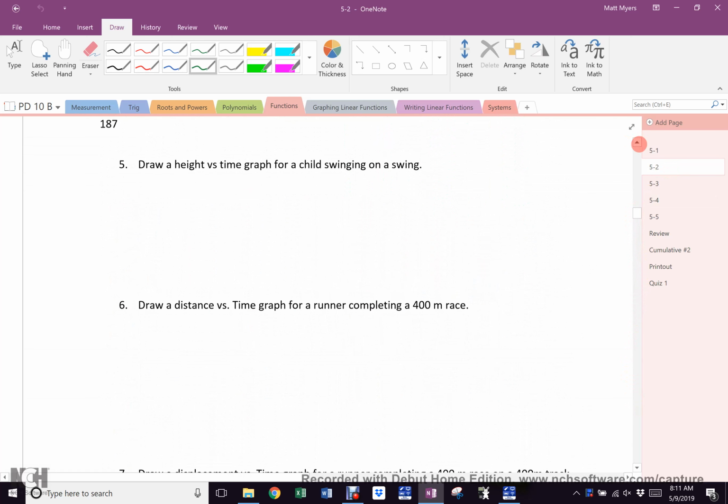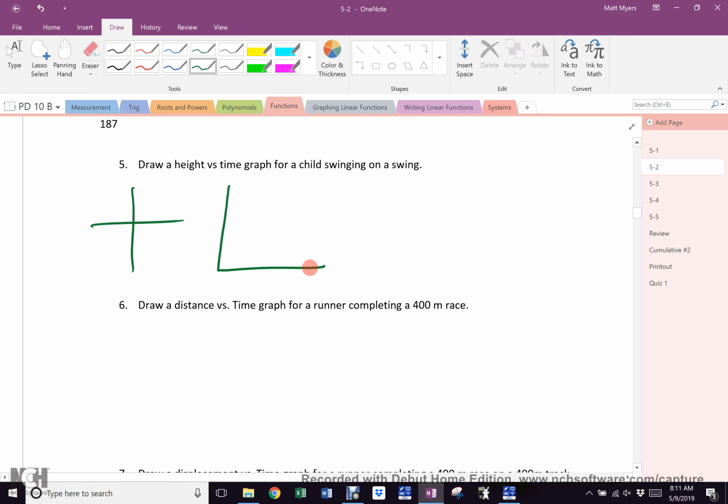Alrighty, remember, you may have made a mistake, so be prepared to make corrections. If I'm going to make a graph of height versus time for a child on a swing, do I need that or just that?